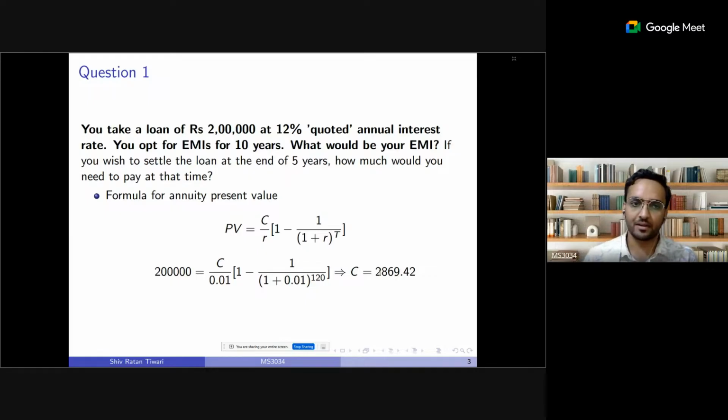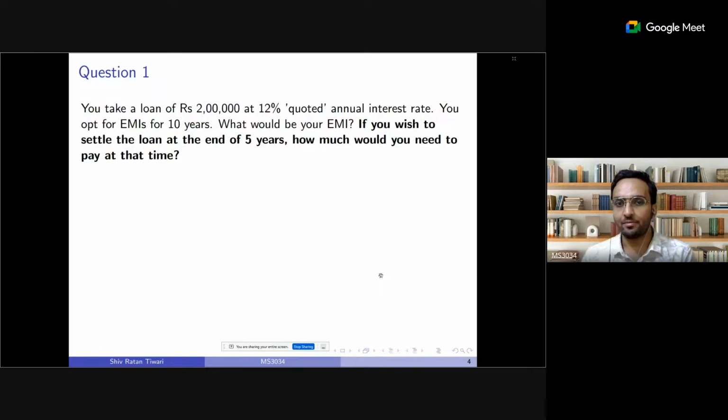Now the next part of the question asks, if you wish to settle the loan at the end of 5 years. For example, you took the loan for 10 years, but you have a change of profession or change of job and get a hike in 5 years and you have enough savings so that you can pay your loan at the end of 5 years. So the question is how much would you need to pay at this time? And the assumption is that no fees or charges are there for the prepayment of the loan.